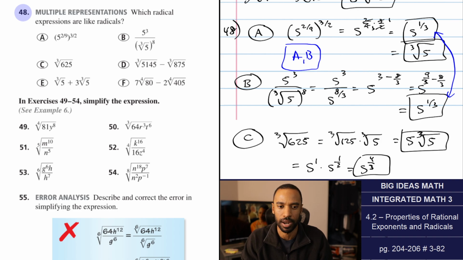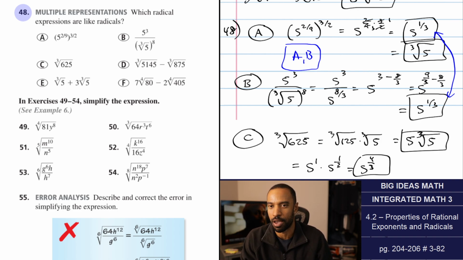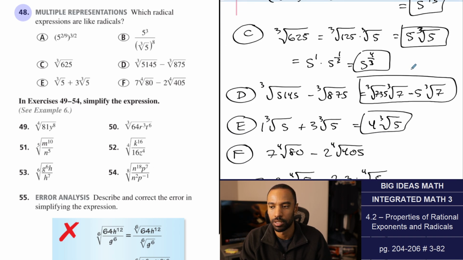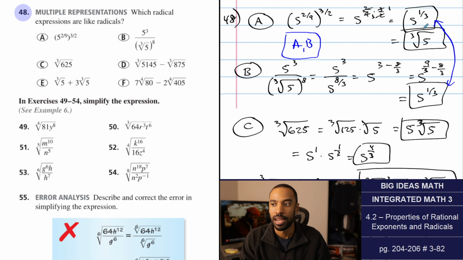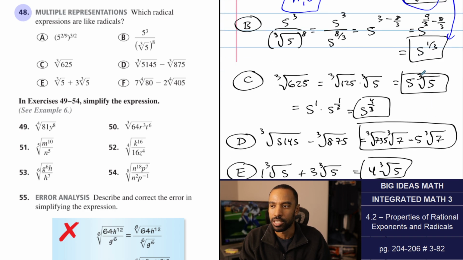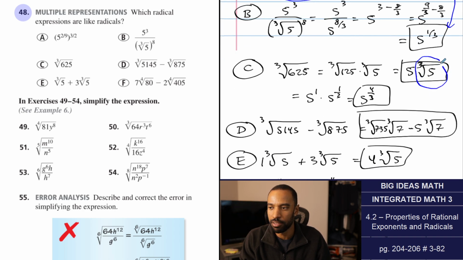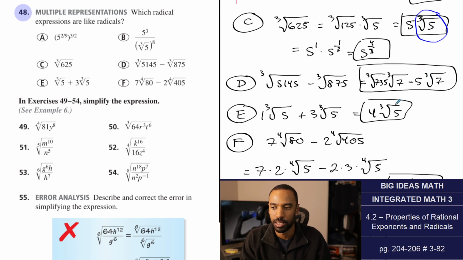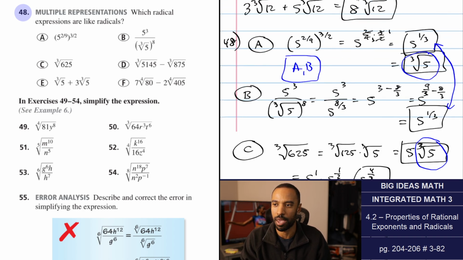Because they said which ones are like radicals. Let me just double check everything and see if I'm missing something. Oh, they just said like radicals. They didn't say similar expressions. They said which of the following are like radicals. Okay, I take back what I stated. These are the exact same answer on A and B. But these are all cube root of 5. C has a cube root of 5. D does not. E has a cube root of 5. F has a 4th root of 5. So I'm going to change it from A and B to A, B, C, and E.